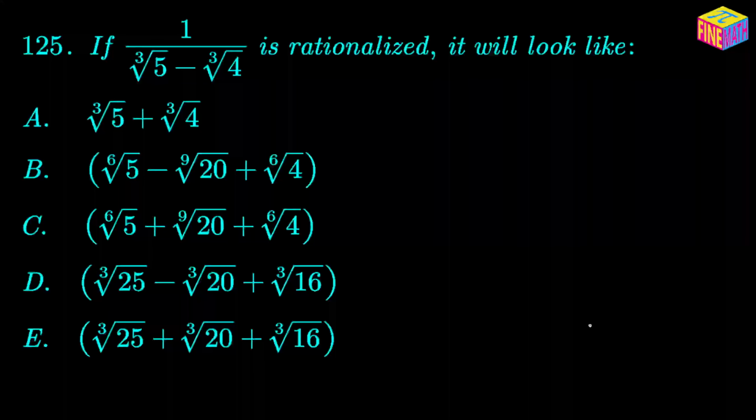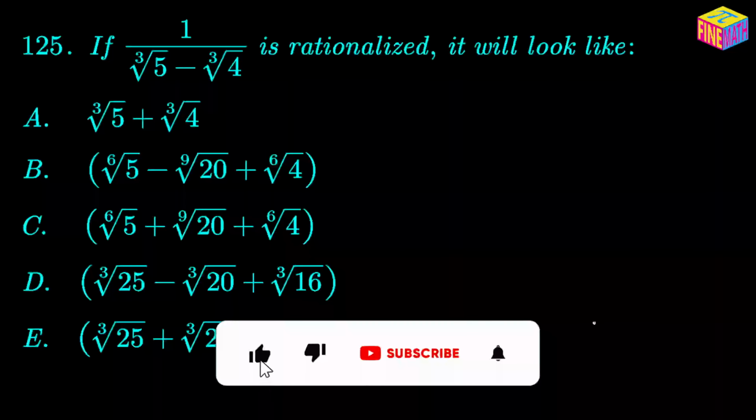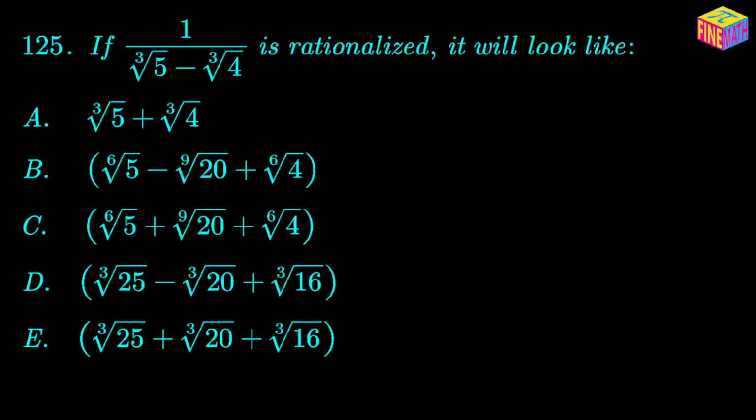So let's get started. Here the question says, if 1 over cube root of 5 minus cube root of 4 is rationalized, it will look like which of the following 5 options? So in the denominator, what do we have? We have cube root of 5 minus cube root of 4.